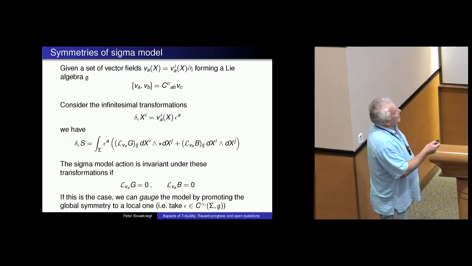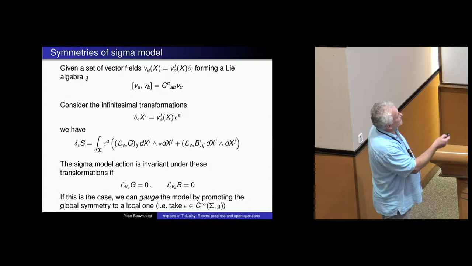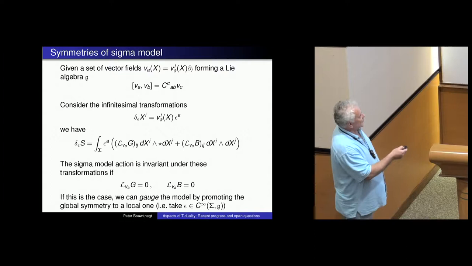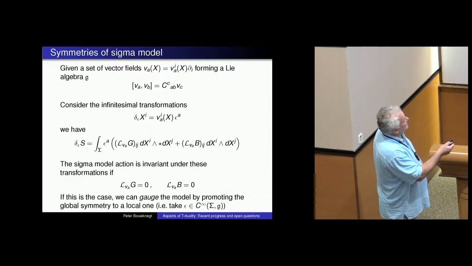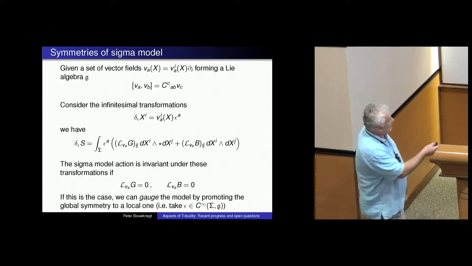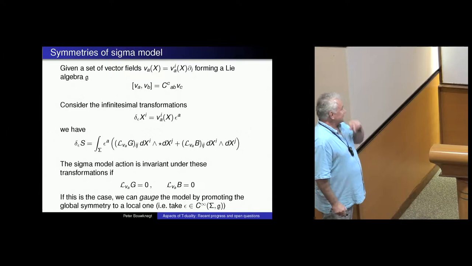So you've all done this calculation, I hope. If you calculate the variation of the action with respect to this transformation, you'll find that the action varies, of course, due to the variation of the X, but also due to the variation of the x dependence of G and B, and the terms you find nicely combine in terms of Lie derivatives. So what you conclude is that this model is invariant under these transformations if, this is not the most general solution, but if both G and B are invariant with respect to these vector fields, the Lie derivative on these tensors, then this model is invariant. Okay, so let's assume that.